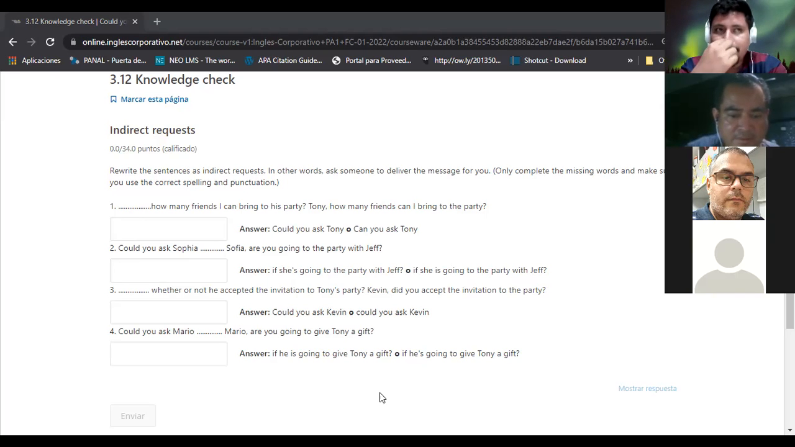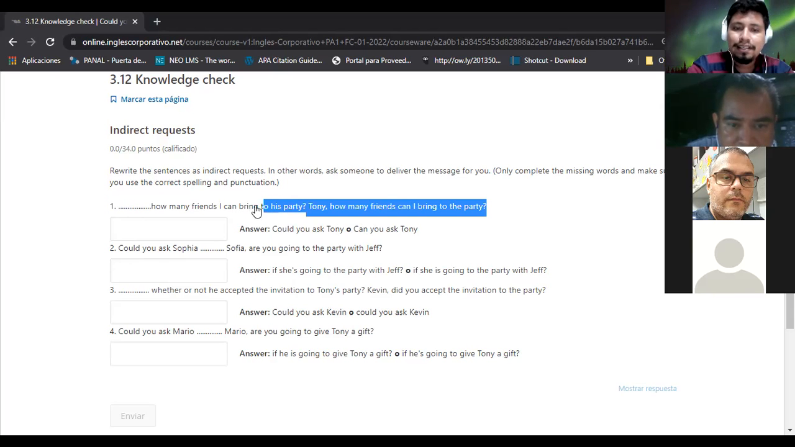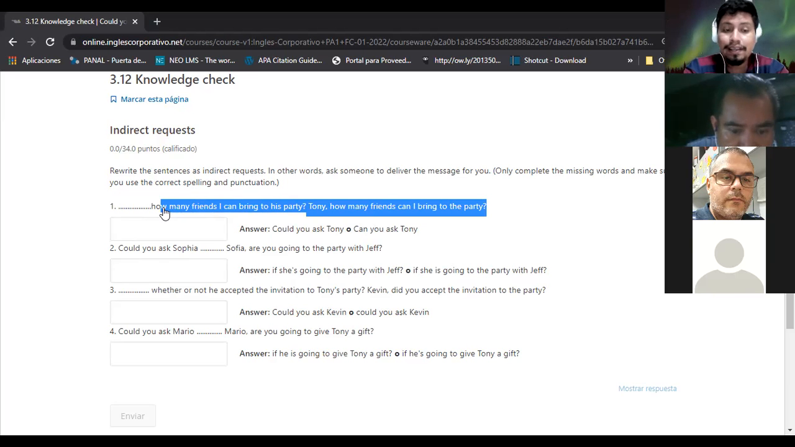Revisen las opciones. We can use ask Tony. How many friends can I bring to the party? No, Tony, no, because in this case, we are using an interrogative sentence. If you notice here, this is the problem here, that we are using an interrogative sentence. Oh, okay. So it says, how many friends, in this case has to be, can I bring to his party? Or how many friends I can bring to his party? I think we have to change the model there.